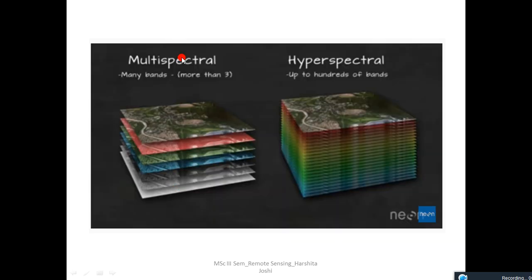So multispectral remote sensing will have many bands, they may be more than three. And on the contrary, the hyperspectral, as the name suggests, will have up to hundreds and thousands of bands. The more bands that are identified, the more will be the resolution power.